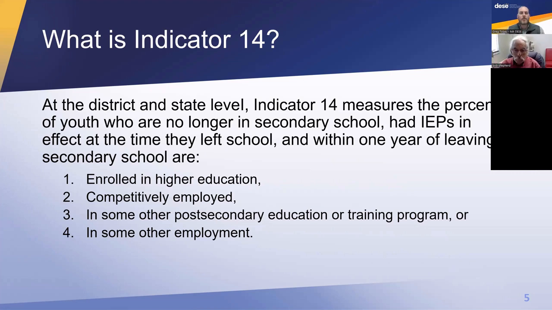So within Indicator 14, we look at 4 different measurements. That is enrolled in higher education, competitively employed, in some other post-secondary education or training program, or in some other form of employment.